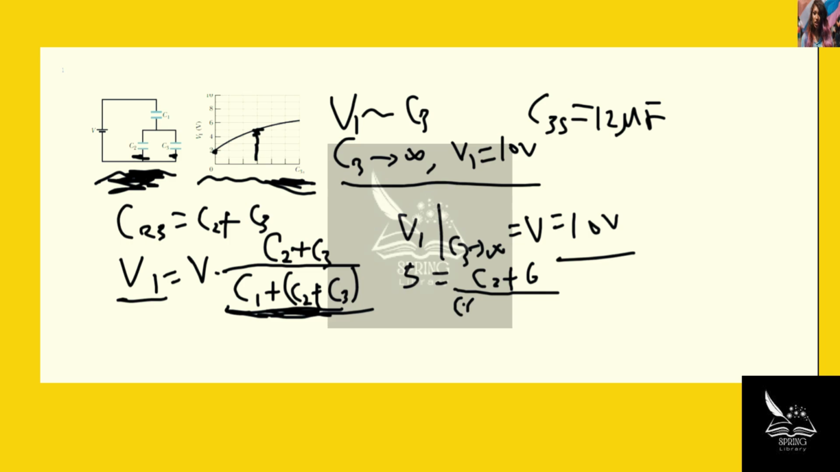C1 plus C2 plus 6), right? Times V, where V is simply equal to 10. So this is the first equation.